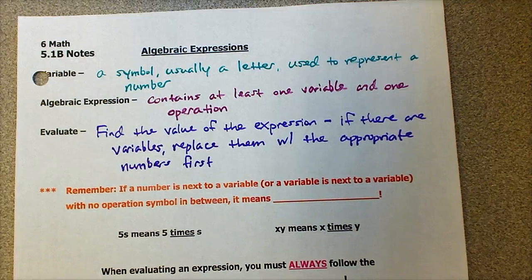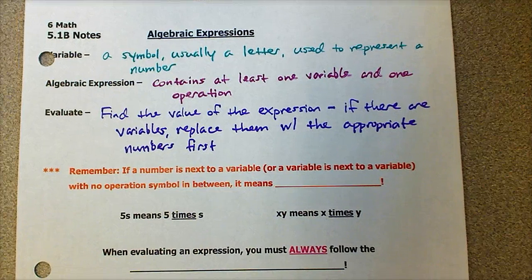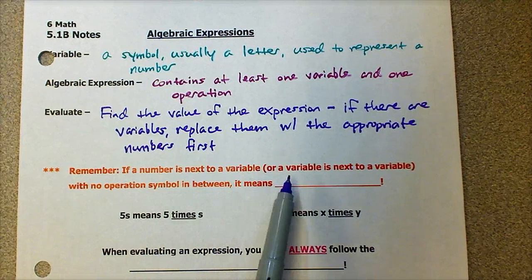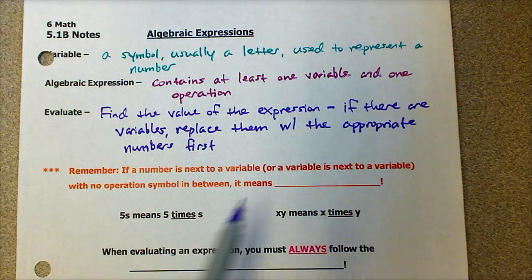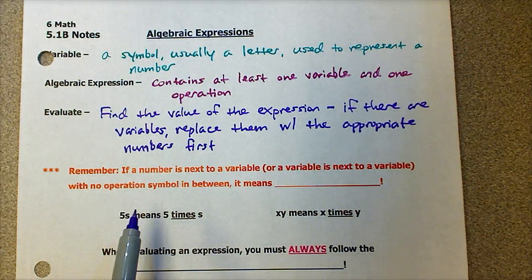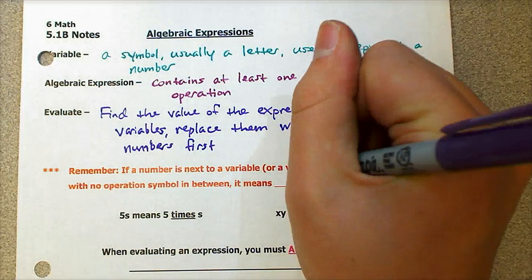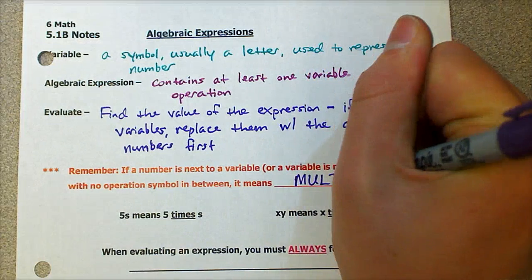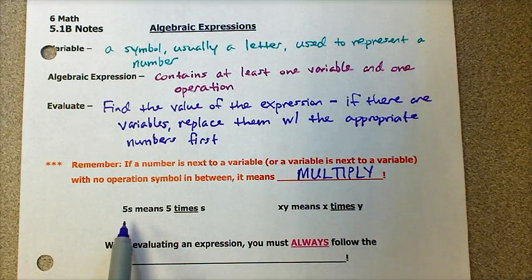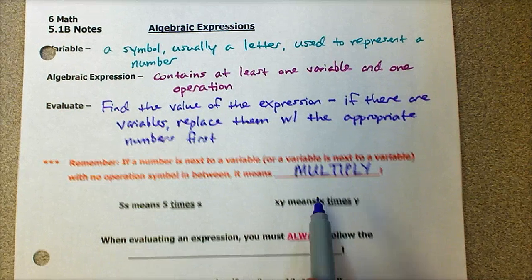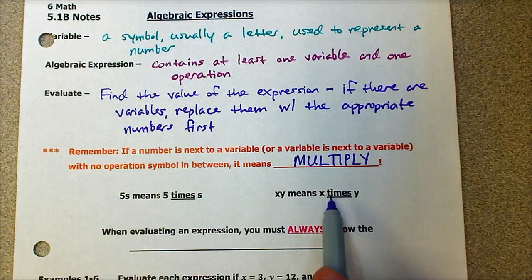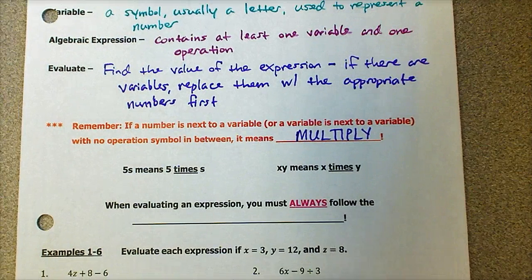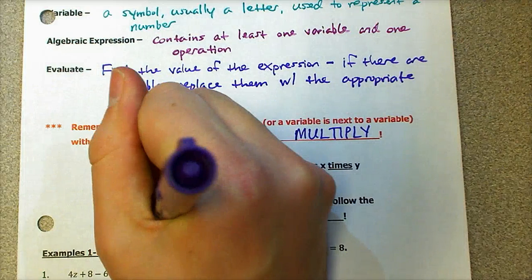Before we get to those examples, I want to just remind you that when you have a number next to a variable or a variable next to a variable, and there's no operation symbol in between, it by default means you multiply. So for instance, 5s means 5 times s, xy means x times y. So the default operation when there is no symbol is multiply. Also want to remind you that when we're evaluating these expressions, we must follow the order of operations.